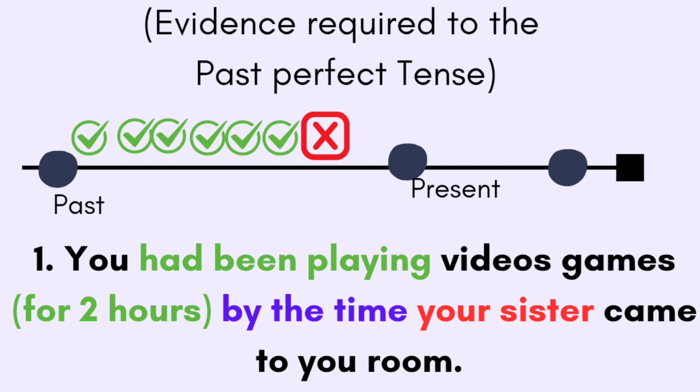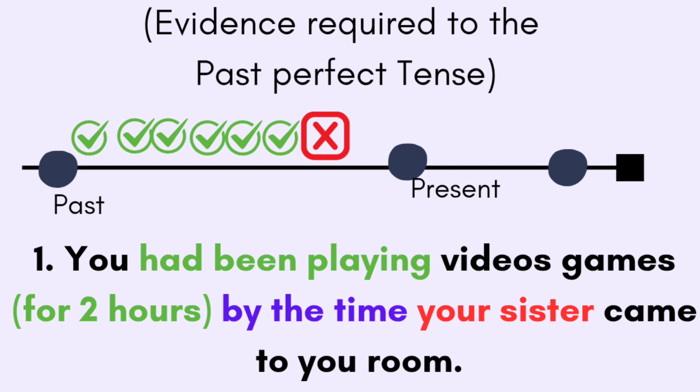If you don't want to mention the duration of an action, you can remove it. But it would be better, if the action was ongoing before another past completed action, to mention the duration of the action. Okay. So look at the diagram. You have been playing video games. Look at green color, right? For 2 hours. After that, your sister came, red color.